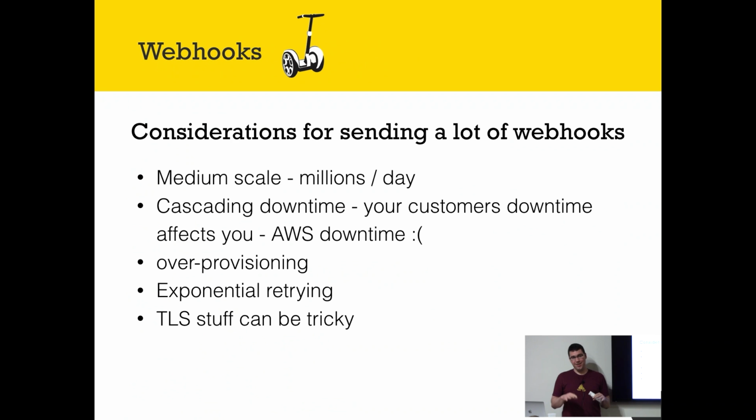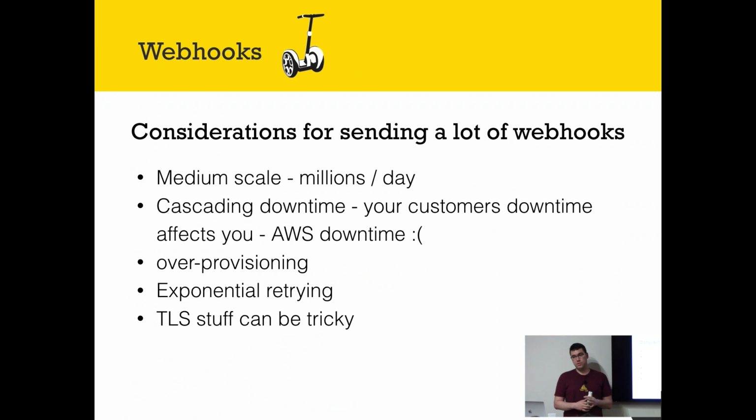How we handle that at our medium scale is just over provisioning in the general case. We have a couple of services that have a bunch of threads to get throughput, which works well in most cases. If we were at Google scale, we would probably do something really fancy, but for right now, we just do over provisioning. The other thing that we do is exponential retrying.